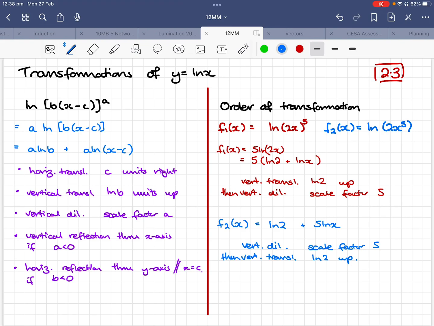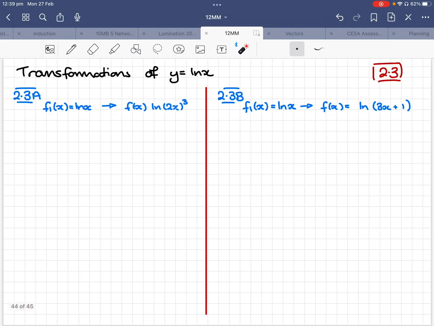So what you need to do is think about what is happening to the x and what is happening to ln x. Okay? If you have that sort of mind frame, right here, we had ln x, we added ln 2 to that, so it's a vertical translation. Then we multiplied it all by 5, so it's a vertical dilation. So if you're thinking in that sort of way, you're going to have a much easier time describing the transformations that we're looking at. Let's get into some examples here and let's see what we find.